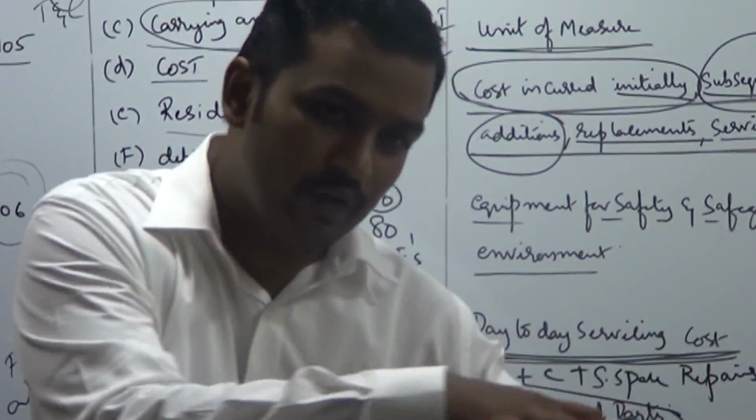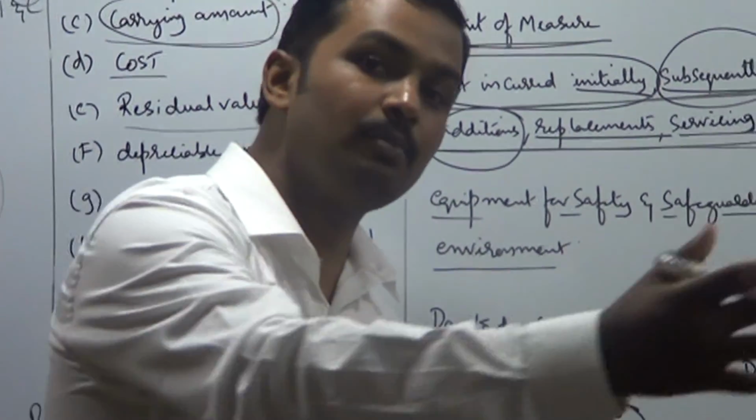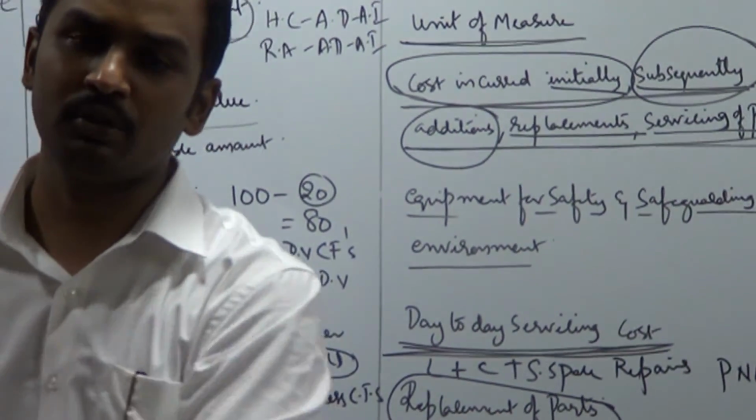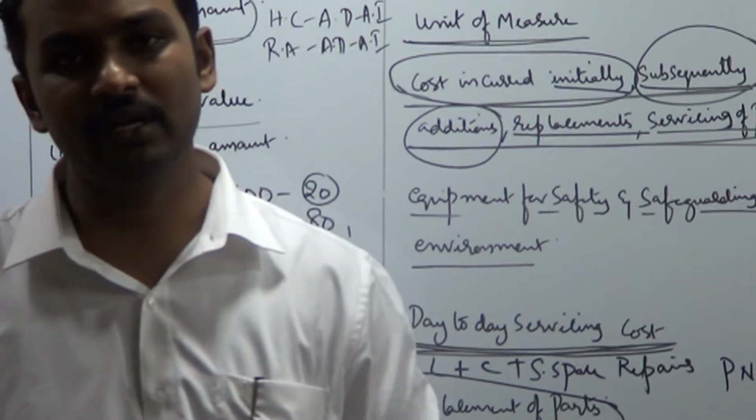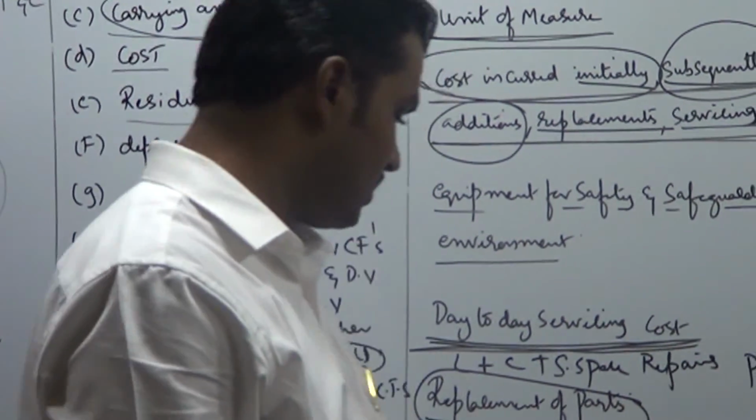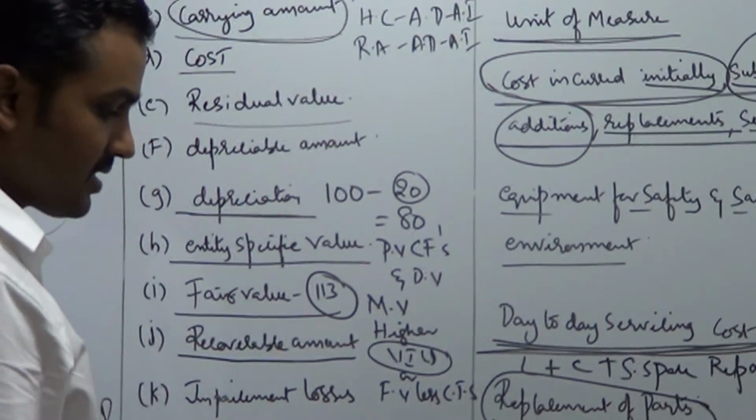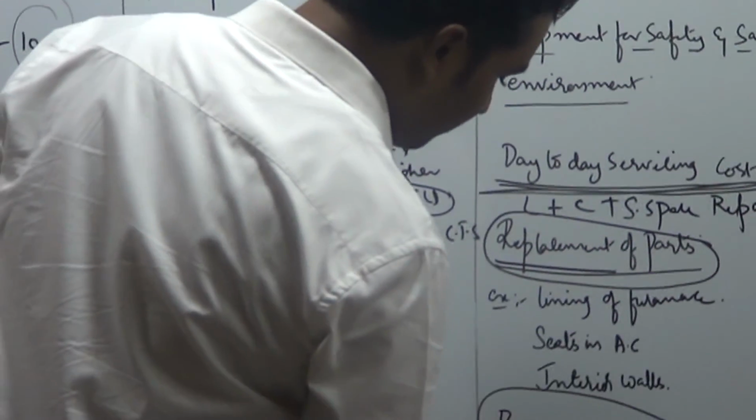The company is removing the old walls and then they are building new walls in the building. The WDV of the old wall should be removed, and then the cost of the new wall should be included within the cost of the asset. So this is how the standard says you have to deal with replacement of parts.